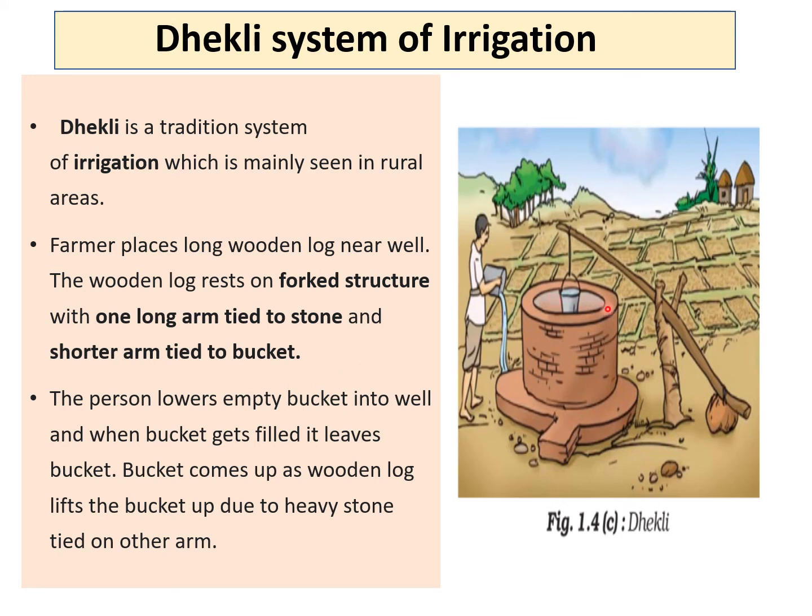So the person lowers the empty bucket into the well, and when the bucket gets filled, the person lets go of it. The bucket comes up as the wooden log lifts it due to the heavy stone tied on the other arm. So it basically acts as a lever. This is the simplest method which was used in rural areas. So this is the Dekli system of irrigation.